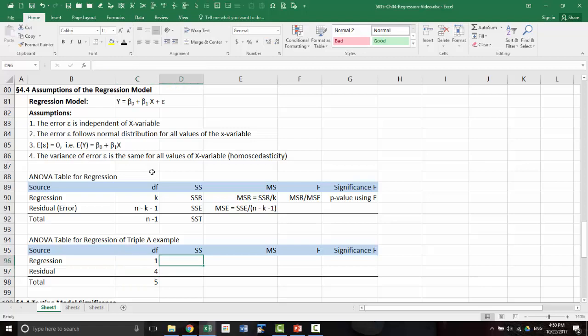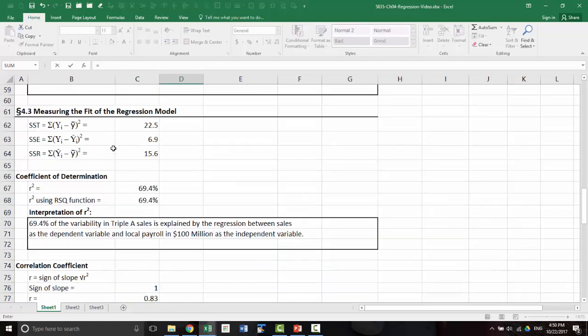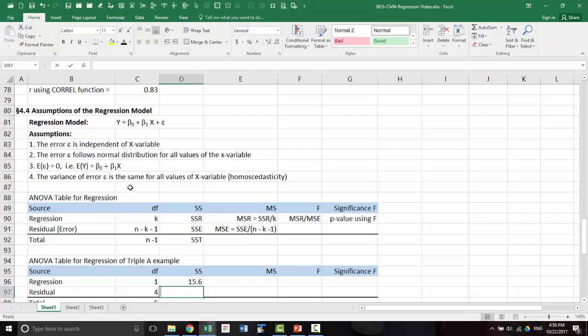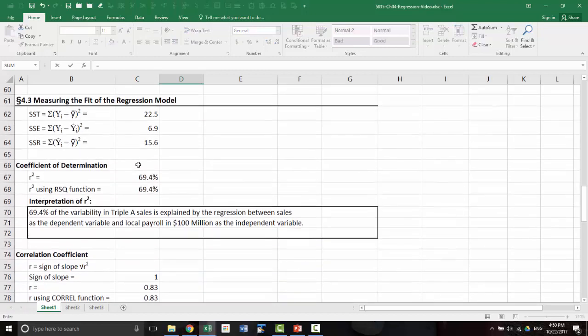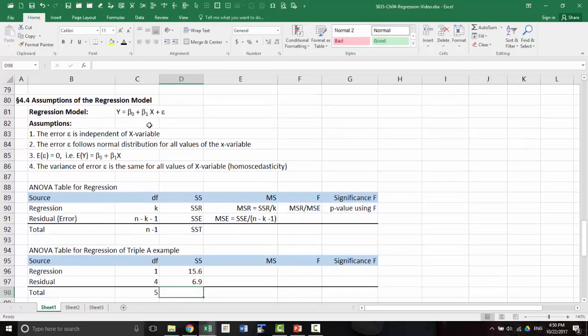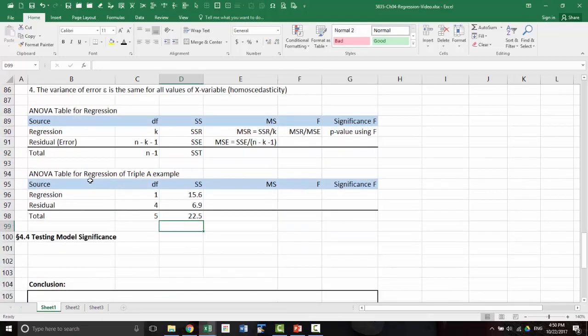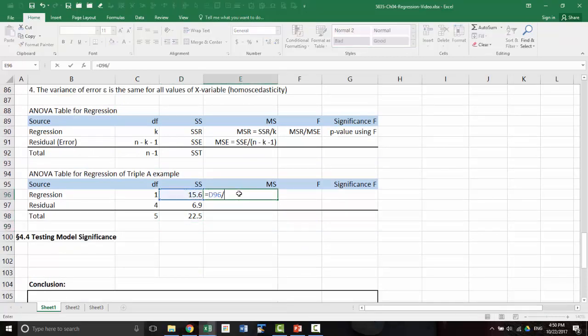Now the sums of squares, we have them assembled here. The first one is SSR. The second one is SSE, which is that. And SST will be the sum of these two, or we can get it from here. Now mean square is, you take the sum of squares and divide by the degrees of freedom, the same here. SSE divided by degrees of freedom.